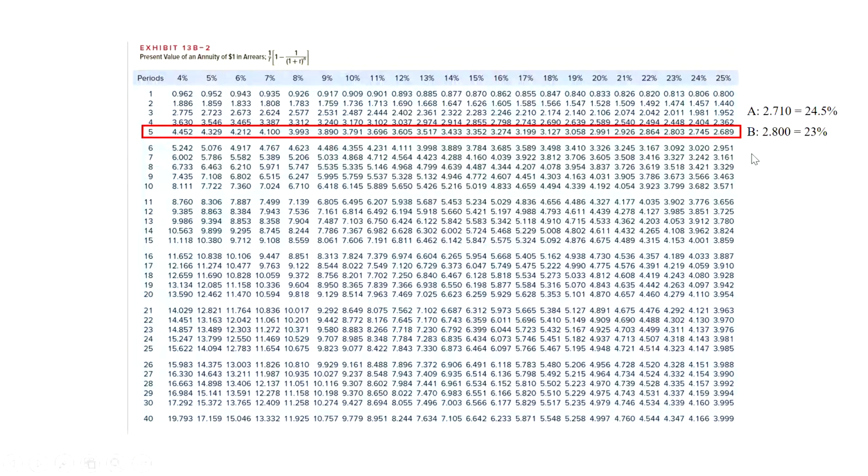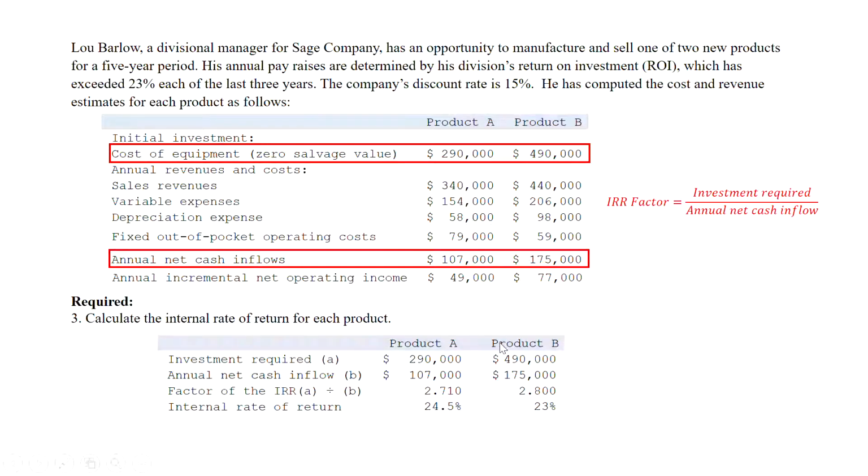For B, the factor was 2.8. It's very close, just a little bit off of 2.803, on 23%. So we'll just go ahead and say it's about 23%. So again, I get my factor, go to my annuity table, and back into my internal rate of return. Internal rate of return is 24.5% for A. For B, it's 23%. Who's better?